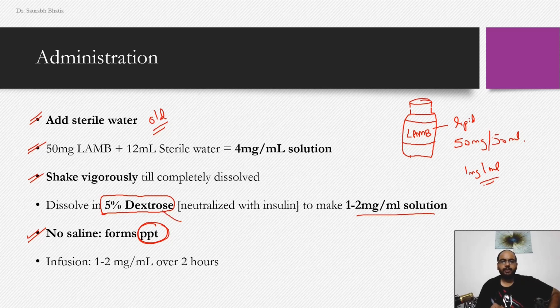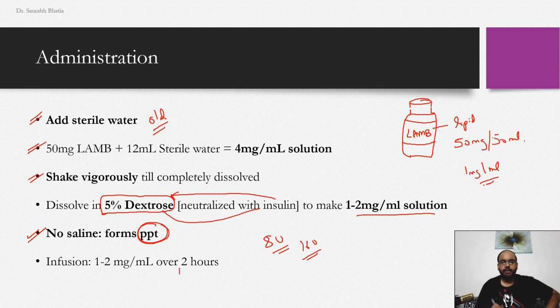Now, dextrose has to be neutralized with insulin. We used to use 8 units of insulin to neutralize, but you can go as high as 16 units, depending on whether a patient is diabetic or not. But you have to neutralize the sugar already present in the dextrose with insulin. 8 units is enough per unit of dextrose. So you take a vial of 50 milligram per 50 ml of liposomal amphotericin B, you sonicate it. After sonication, you dilute it with 5% dextrose and start the infusion.